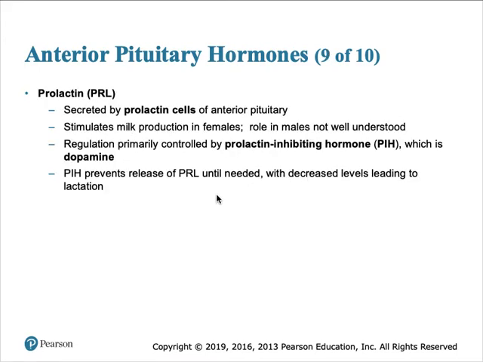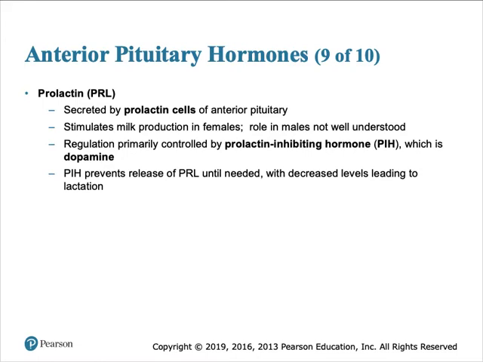All right, prolactin, okay, it's secreted by some specific cells within the anterior pituitary and triggers the production of milk, and ultimately the release of milk in females. We don't really understand all of its effects in males, but it does do several things. And essentially this is under the control of dopamine. It's inhibited by prolactin inhibiting hormone, which is triggered by dopamine.